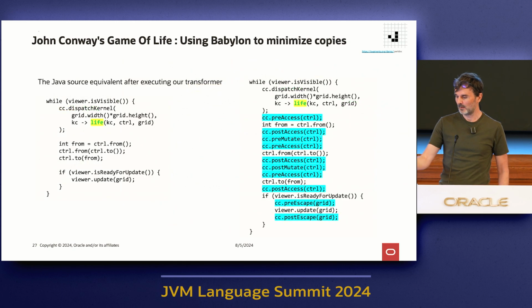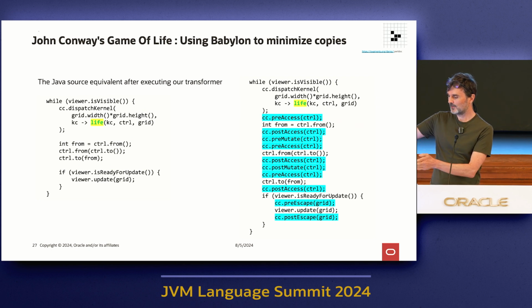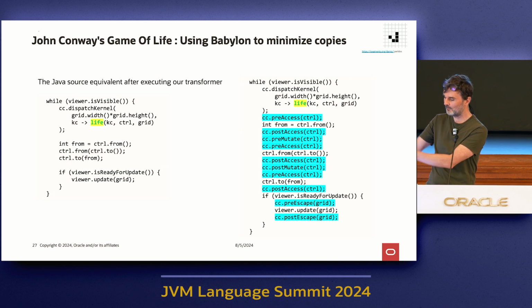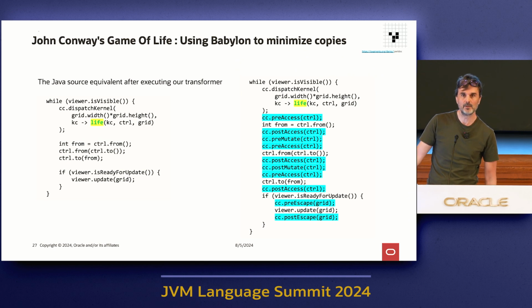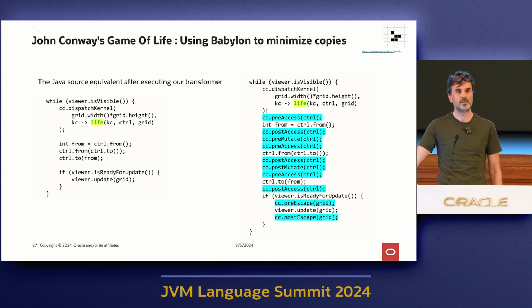So the equivalent on the left is transformed into an equivalent of the right in the code model. We take the code model of the one on the left and transform it into a code model that is equivalent in source to this. So we add pre and post accesses, pre-mutates, post-mutates, and we also add pre-escapes and post-escapes because we're calling viewer update on grid. We don't know what viewer update does. We can't reflect into viewer update. It's not visible to us. But we know grid is important to us, and we know grid escapes.